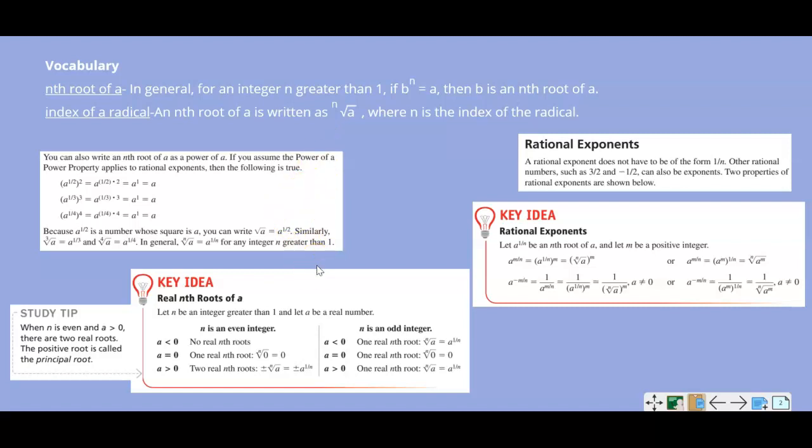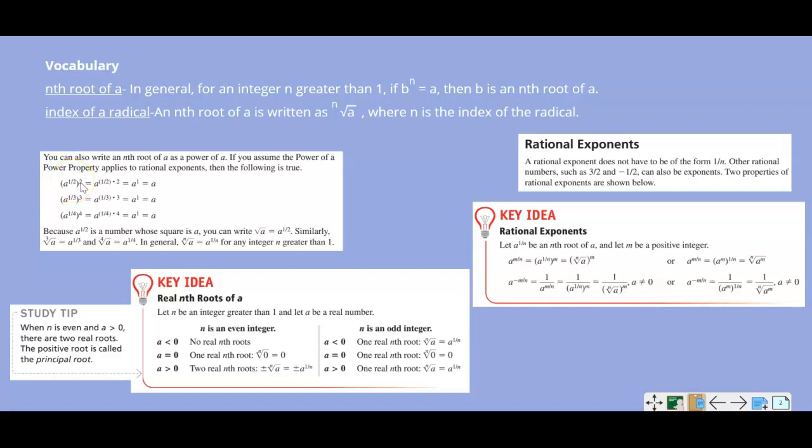Sometimes you see standardized test questions where they literally just take something and rewrite it in different forms to see if you understand what these properties are, if you understand what's equivalent and what's not. So in general, a to the 1/2 power, that's the same thing as the square root of a. So if we're writing it in exponential form, we've got a to the 1/2 power.